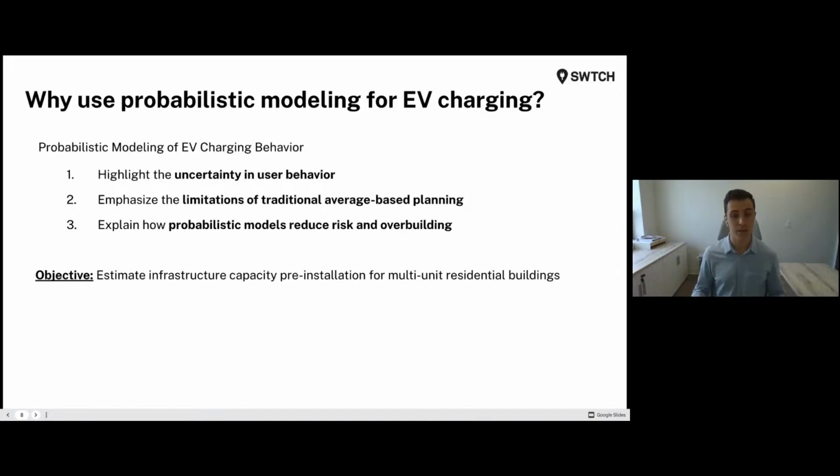And what I want to talk through today is how probabilistic models can reduce risk as well as over designing on the infrastructure side, which is where we see our savings long term. And in a lot of cases is the only option to electrify the building. And so the objective of today is to estimate infrastructure capacity pre-install for a multi-unit residential building. And this can also apply for other types of buildings, but for a lot of the context that I'll be using today, I'll just be speaking in terms of multifamily.